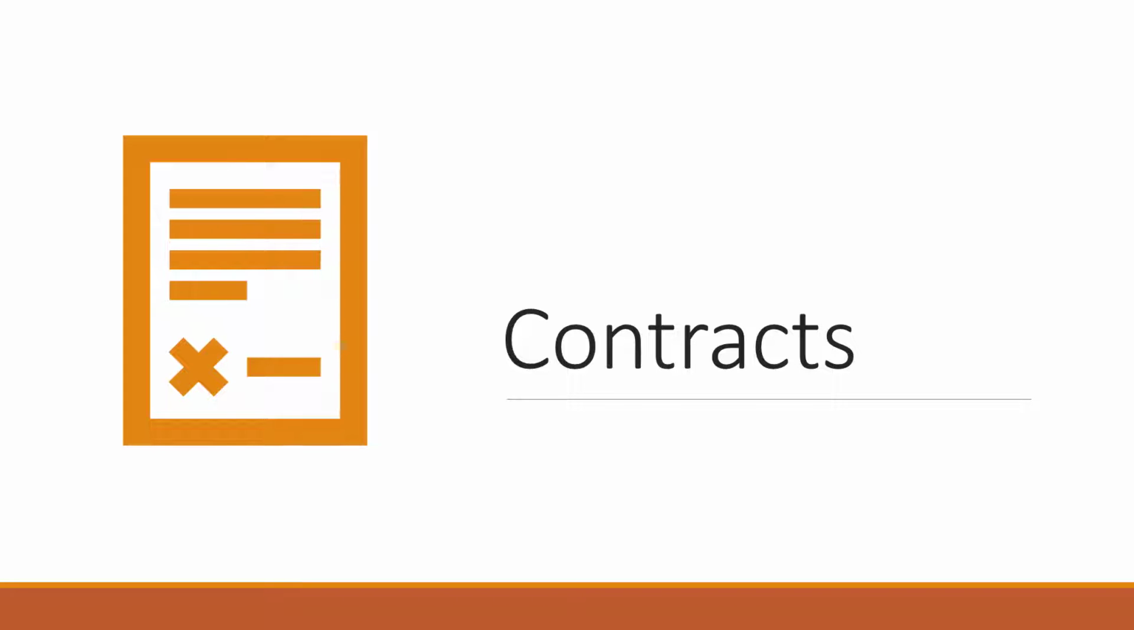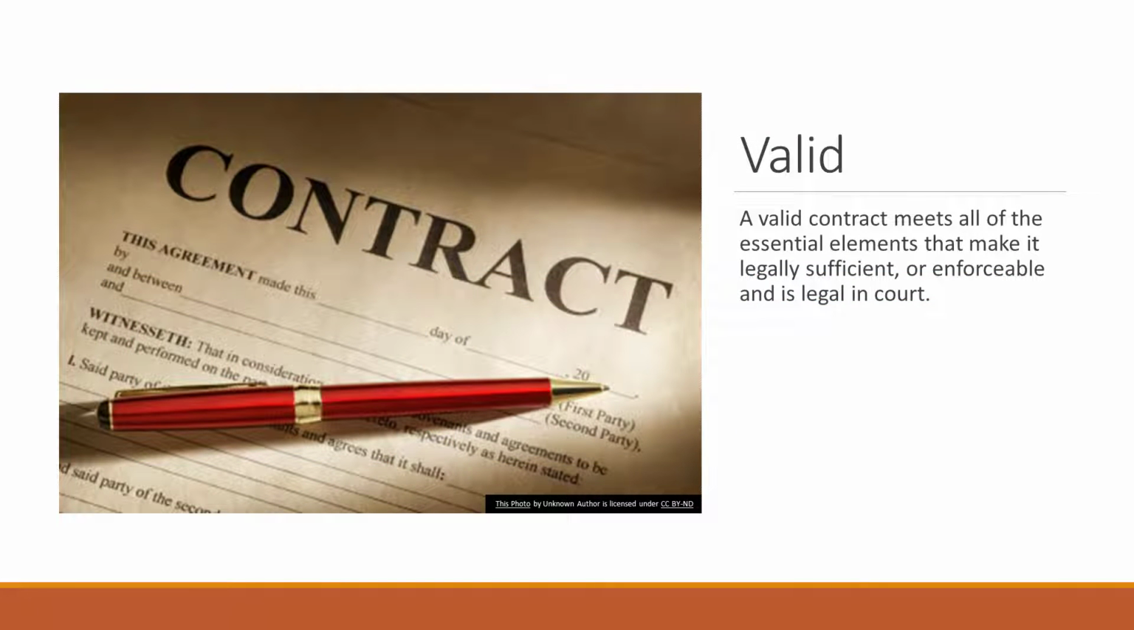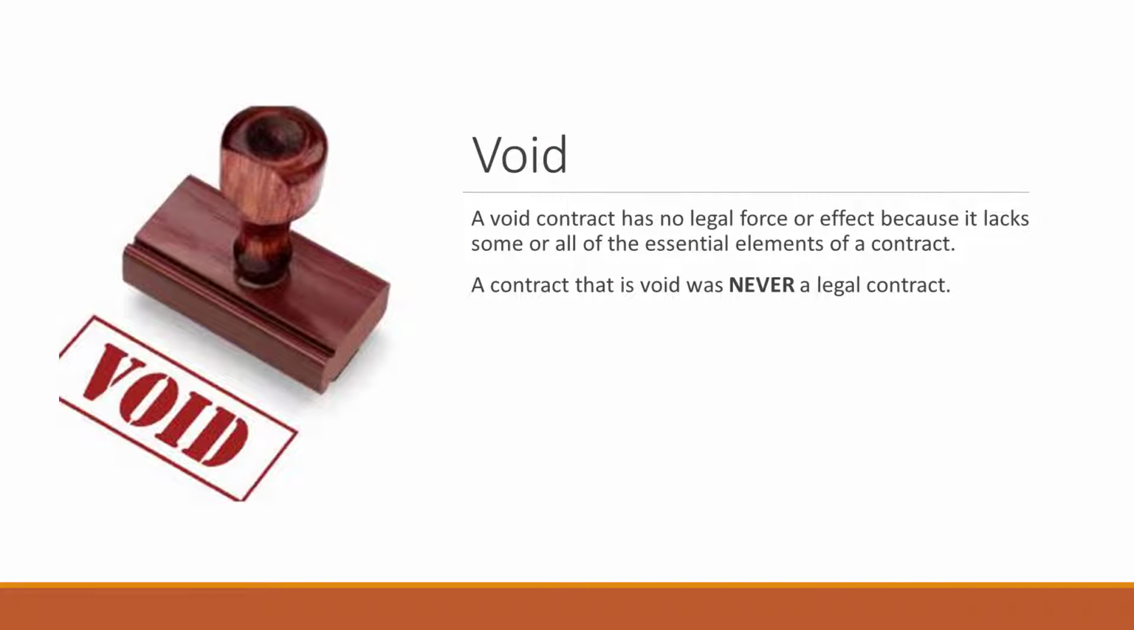Next, let's talk about contracts. A contract can be described as valid, void, voidable, or unenforceable, depending on the circumstances. A valid contract meets all the essential elements that make it legally sufficient or enforceable and is legal in court. A void contract has no legal force or effect because it lacks some or all the essential elements of a contract. A contract that is void was never a legal contract. For example, the use of forged names in a contract would make that contract void.